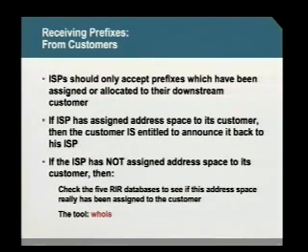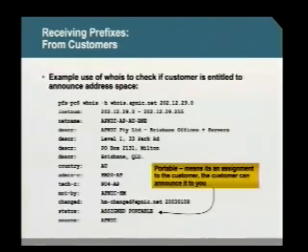If the ISP has not assigned address space to its customer, check the registry database to see if this really belongs to the customer. So use the whois tool. For example, here I've looked up APNIC. Who is APNIC for this address block? And well, it actually is APNIC's address space. Okay, so if APNIC came along with that, this is fine.